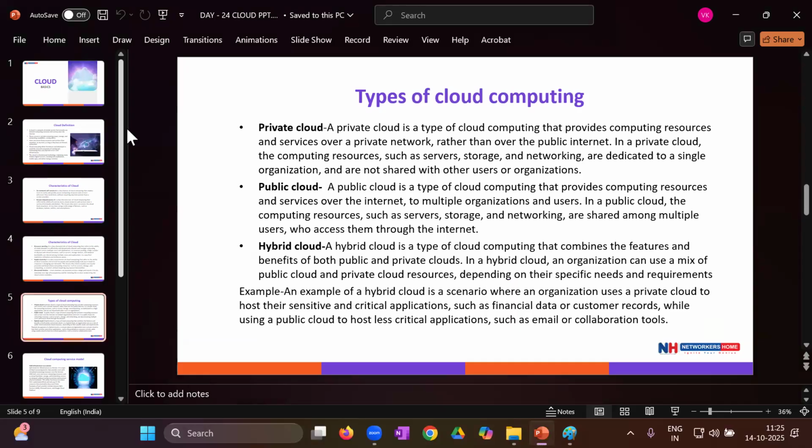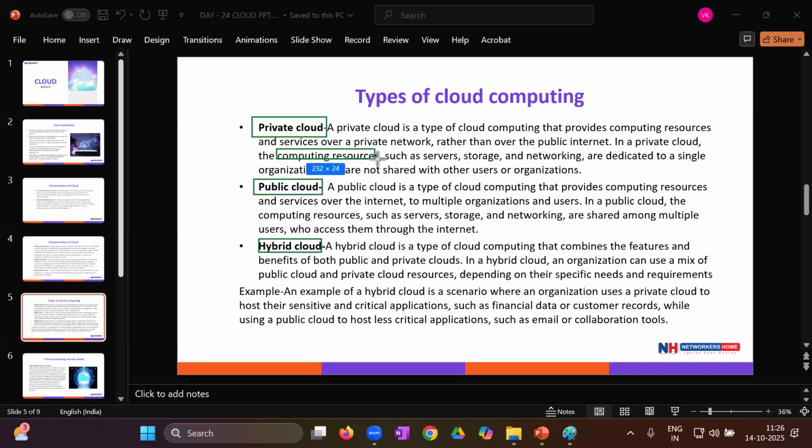Then we have types of cloud computing. One is private cloud, one is public cloud, and one is hybrid cloud. Now, what is private cloud? A private cloud is a type of cloud computing that provides computing resources and services over a private network. And in a private cloud, the computing resources such as servers, storage, and networking are dedicated to a single organization.